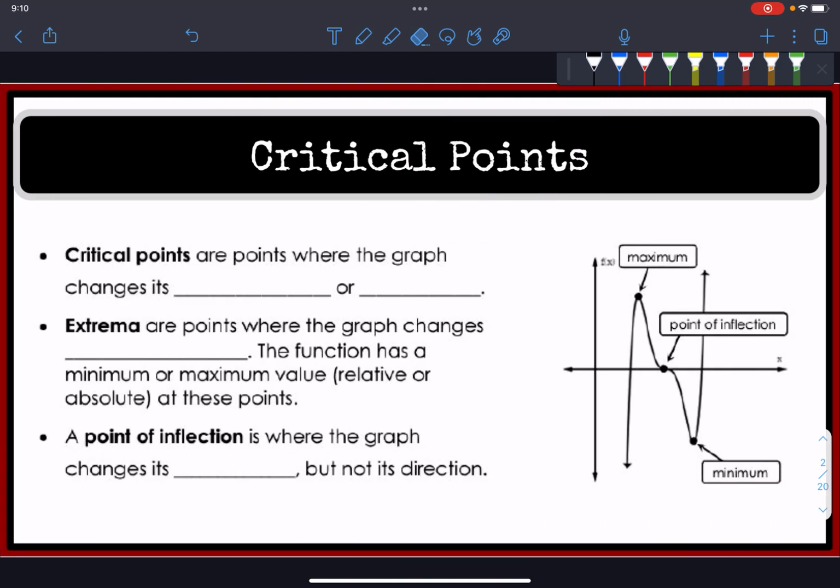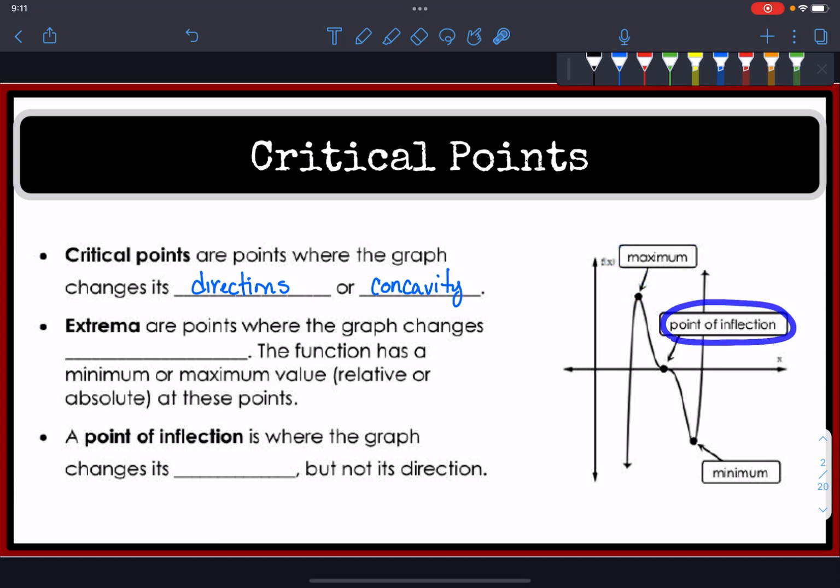First of all, a critical point is essentially a point where the graph is going to change directions or concavity, which means its curvature. So if a graph is increasing and then changes direction and decreases, that's referred to as a critical point, like this one right here, where we have this maximum point. That is a critical point.